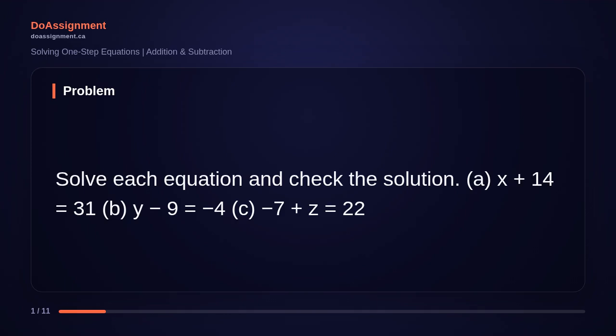Solve each equation and check the solution. Part A, x plus 14 equals 31. Part B, y minus 9 equals negative 4. Part C, negative 7 plus z equals 22. Now let us work through the solution step by step.